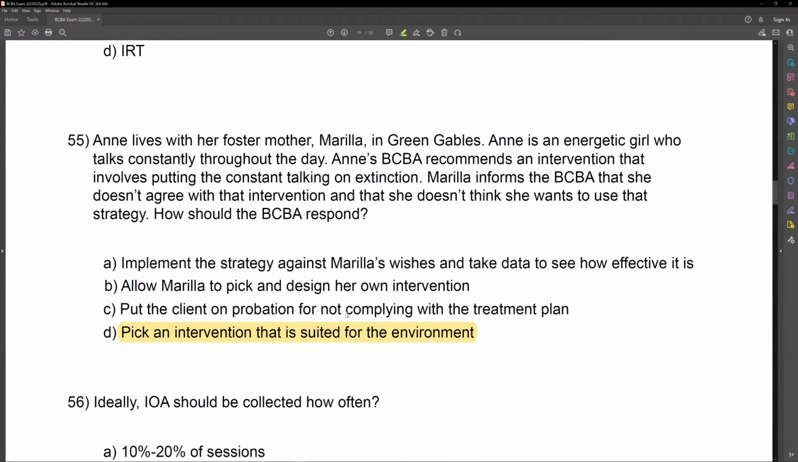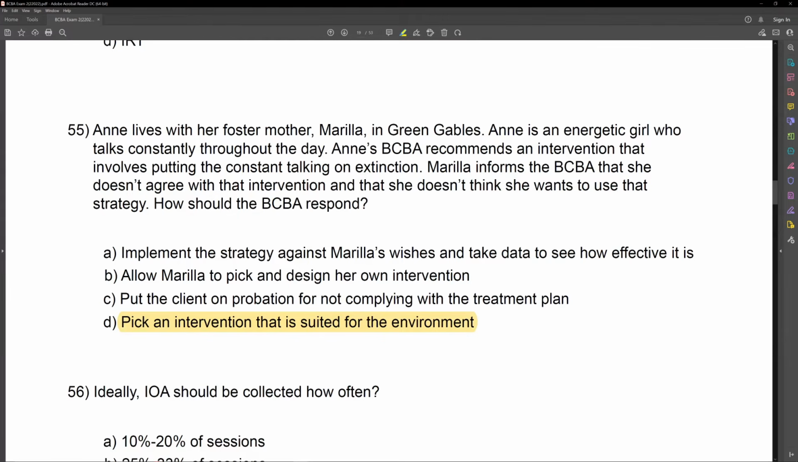So in this case, if you know Marilla isn't going to do the intervention, don't do it. Okay, you're just going to be wasting time. She's actually doing you a favor. So instead of just going against her will or allowing Marilla to pick, find an intervention more suited for the environment, something that Marilla will follow through with. So how should you respond? D, pick an intervention that is suited for the environment.